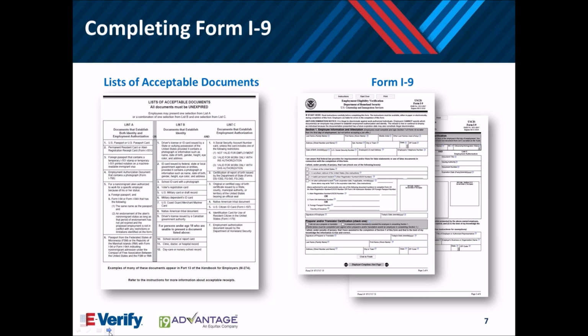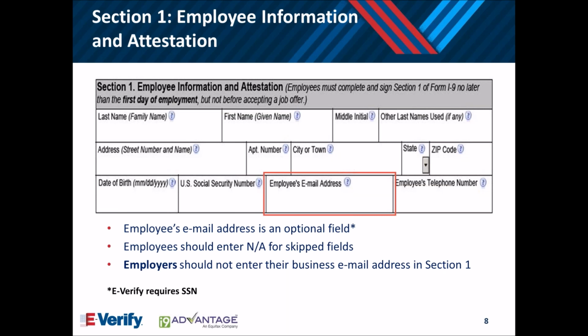Now that Spanish version can be used as a translation guide anywhere in the United States, but only in Puerto Rico can it be completed and retained as the official record. All other locations across the country can certainly use it as a translation guide, but they must complete and retain the English version as their official record of the Form I-9.